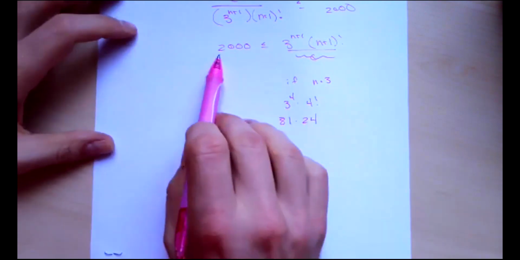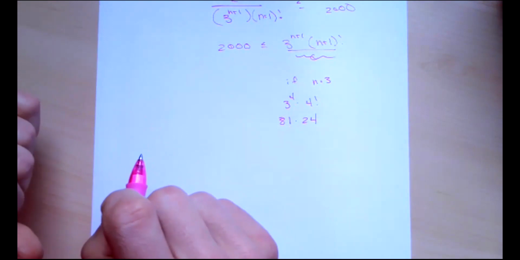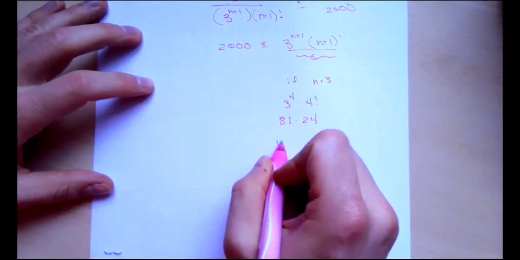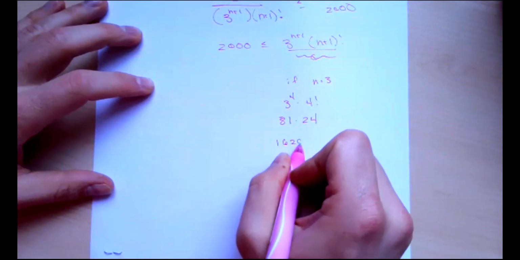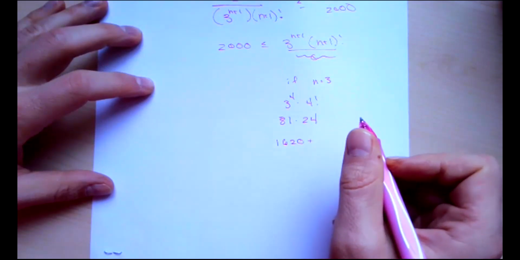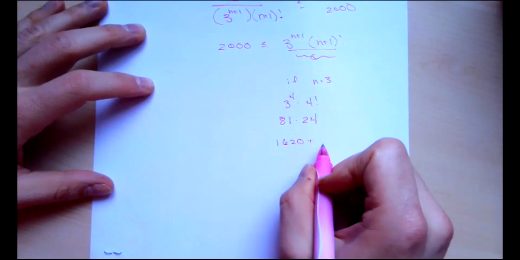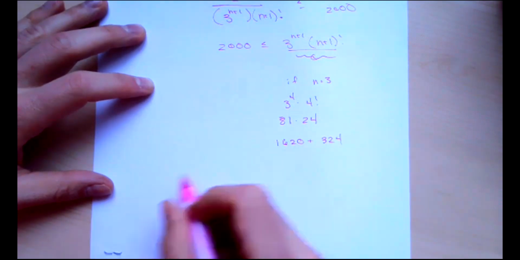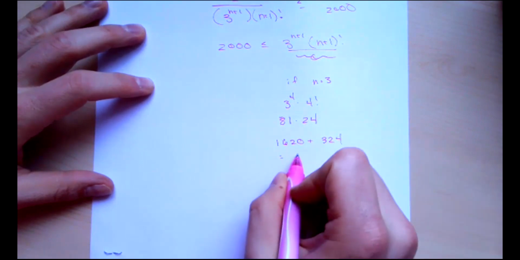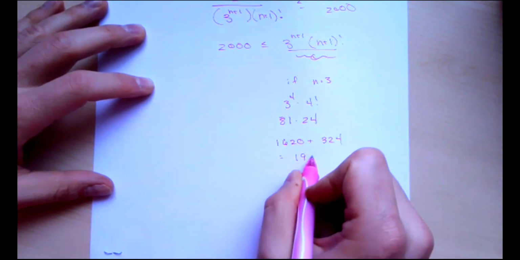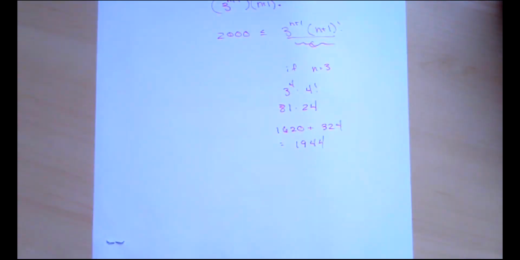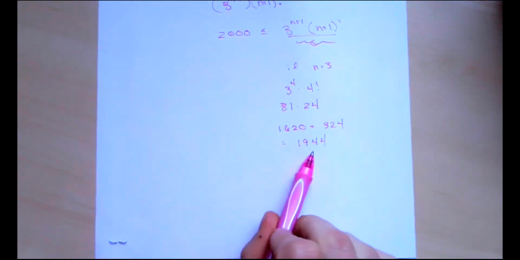But really, we just want to see if it's bigger than 20,000. So what do we get? 81 times 20 is 1620, plus 4 times 81, which should give me 324. So that's going to be what? 1944. So not big enough, but really close.